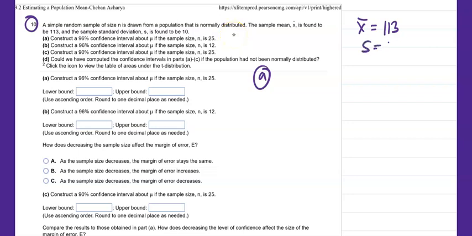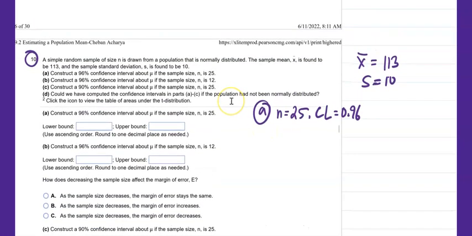So S equals 10. First part A: n equals 25, and confidence level equals 0.96. So how do you find the confidence interval for the population mean? You have to use either the calculator or do it manually. I'm going to show you how to find the interval using the calculator.